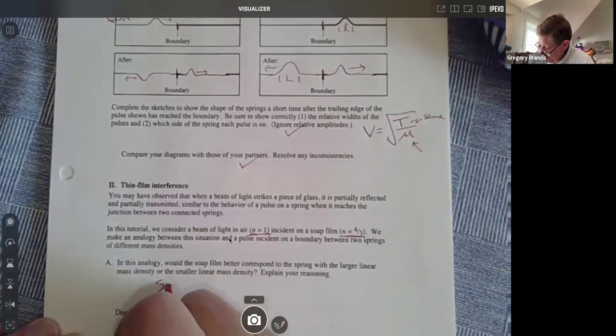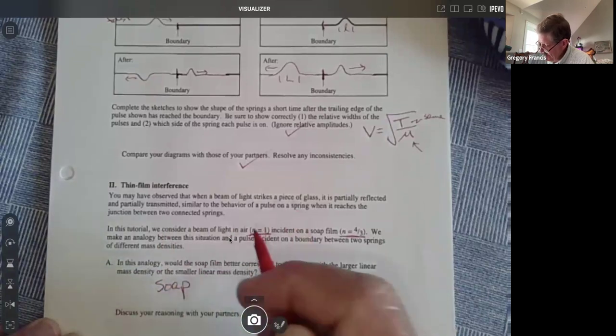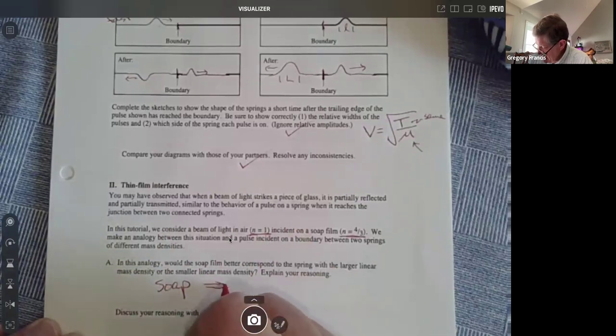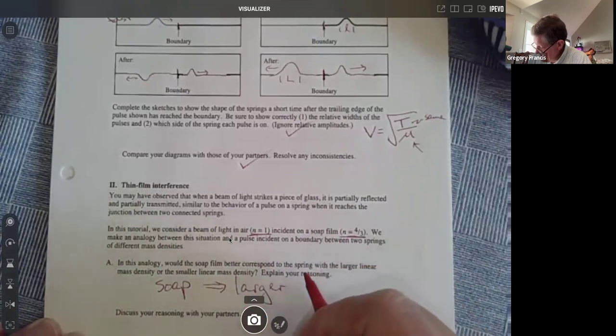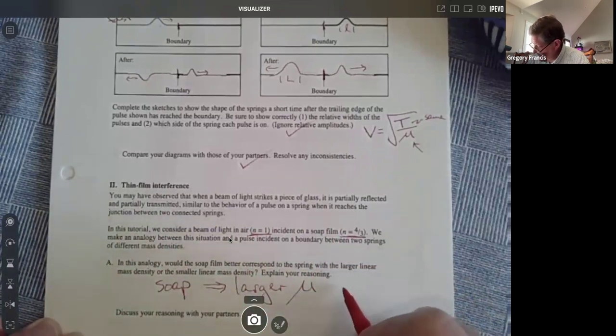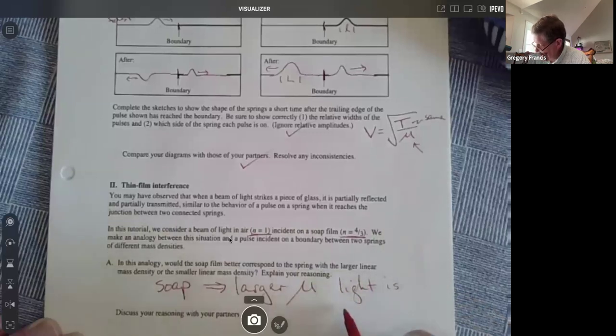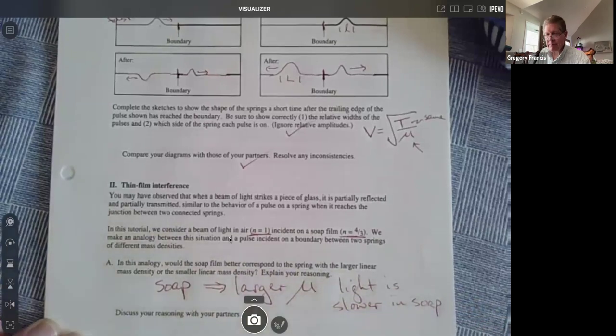The soap corresponds to the larger mu, okay, because light is slower in the soap. Okay.